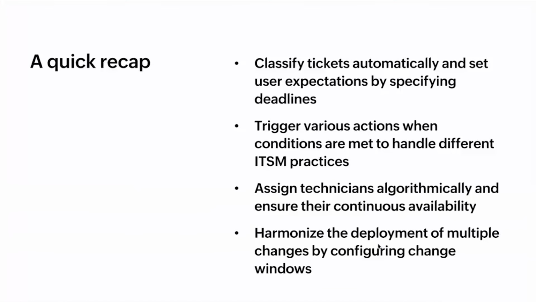So, before we wind up today's session, let's have a quick recap. We saw how Zilker was able to resolve all their incoming tickets in a swift manner by assigning the priority automatically and also setting deadlines. And for this, they used the priority matrix as well as SLAs. And how Zilker was able to perform different contextual actions and ensure consistency in their ticket handling process using business rules and triggers.